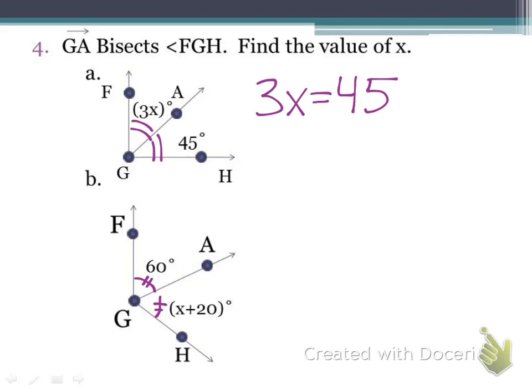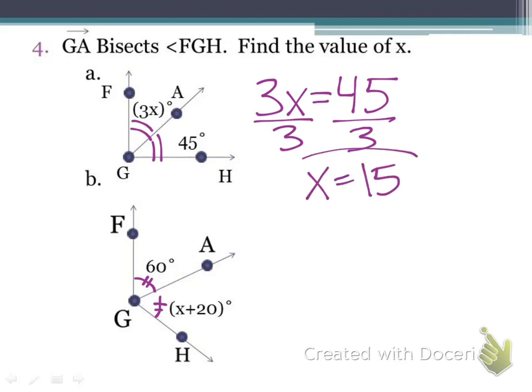So I have 3 times x equals 45. If you want to put the little degree symbols, that's fine. They won't change what you're doing mathematically. How do I get the x by itself now? Divide both sides by 3. Good. So what is x?